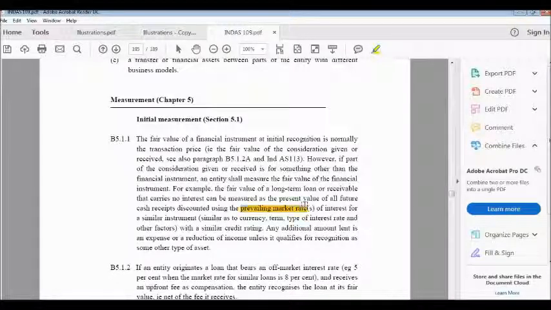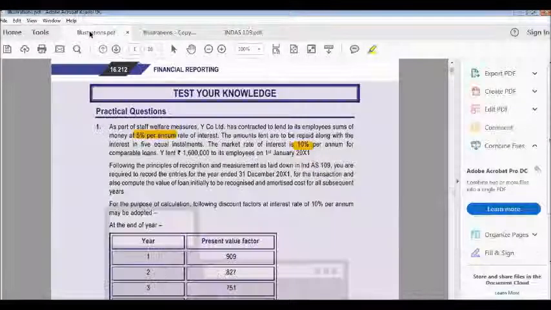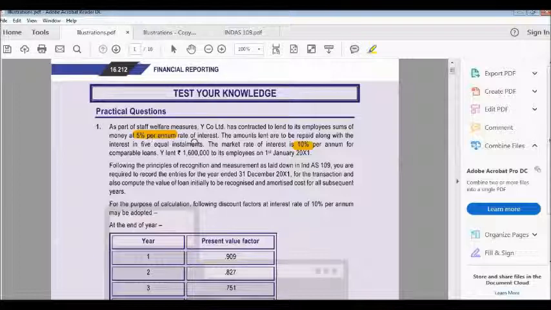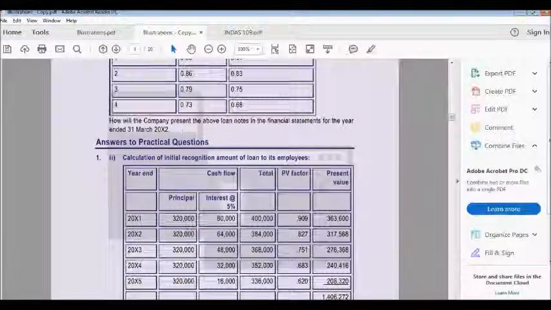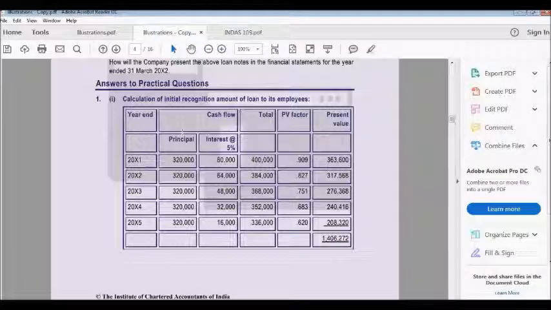So now you have given the loan at 5%, but the prevailing market interest rate on loans is 10%. So it means that you have to discount the future cash flows at the rate of 10% to calculate the fair value. So let me just show you the answer of this example. So like this. First of all, calculation of the initial recognition amount of the loan to its employee.